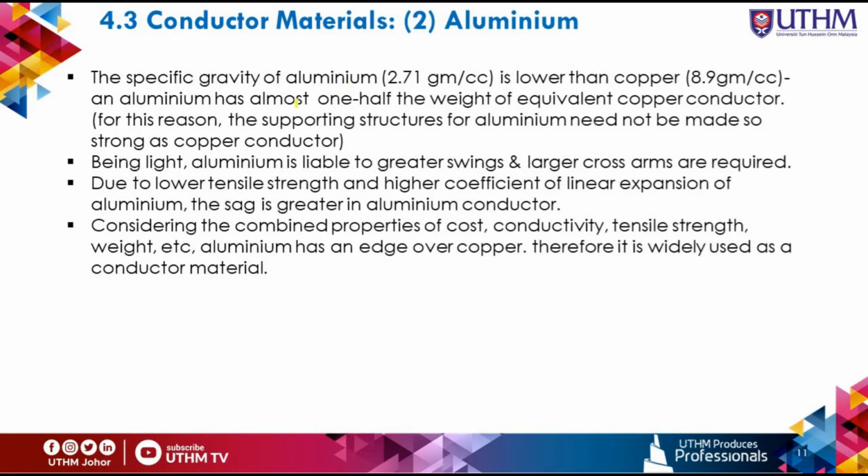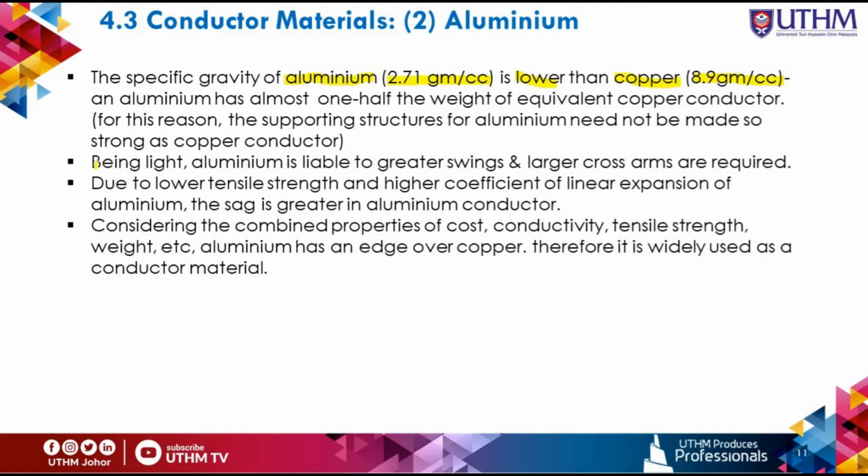And then the specific gravity of aluminium, normally around 2.71 gram per cubic centimeter, is lower compared to copper, 8.9 gram per cubic centimeter. Therefore, an aluminium conductor has almost half the weight of an equivalent copper conductor. For this reason, the supporting structures for aluminium need not be made as strong as for copper conductor.